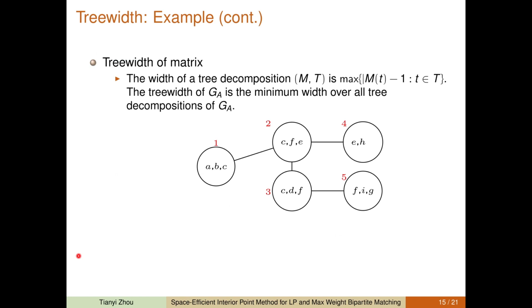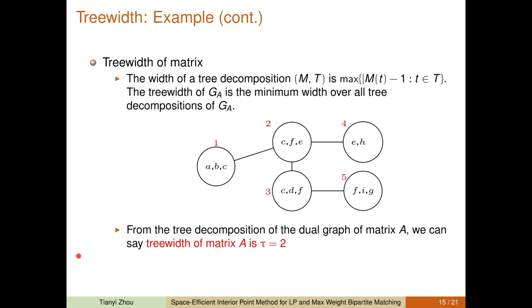Next, we introduce the definition of treewidth. The treewidth of a tree decomposition (M, T) is defined as the maximum size of the bags minus 1. We can also say that the treewidth of graph G is the minimum width over all tree decompositions of G. Here we can see that the maximum size of the bag is 3, so the treewidth of the graph and the matrix A is 3 minus 1, which is 2. The intuition of treewidth is that it measures how similar a given graph is to a tree.